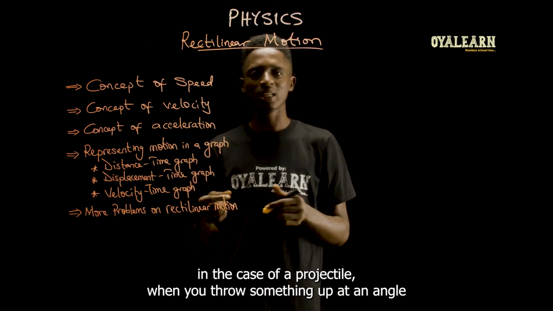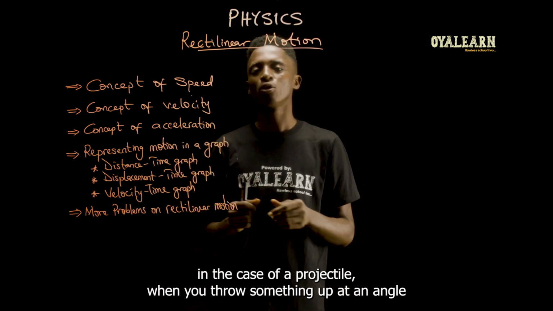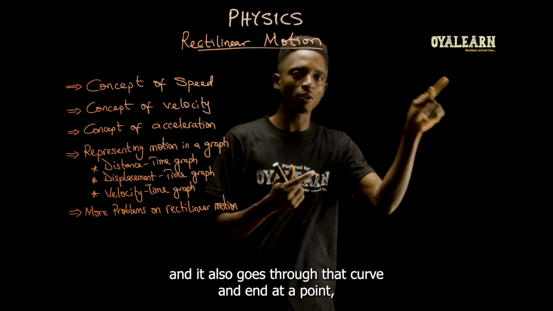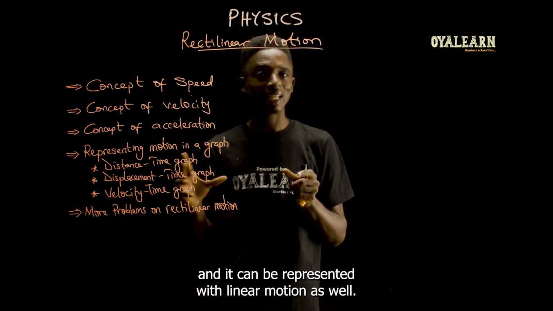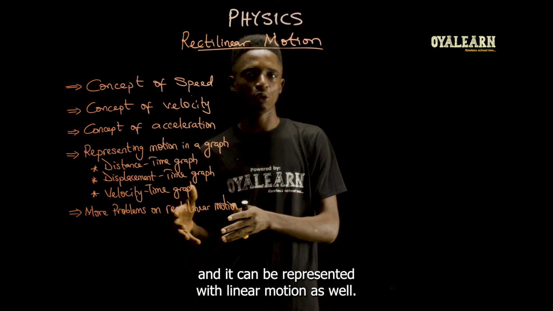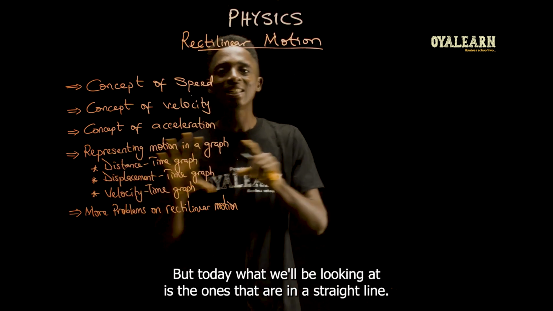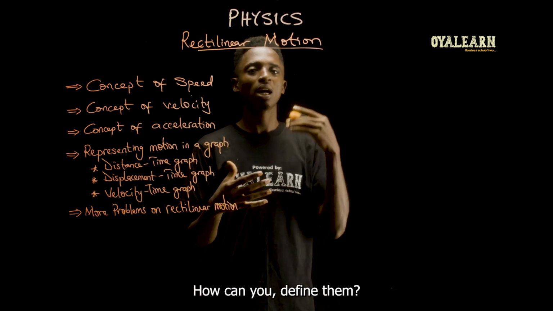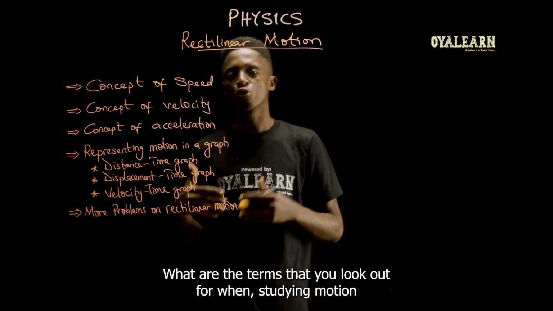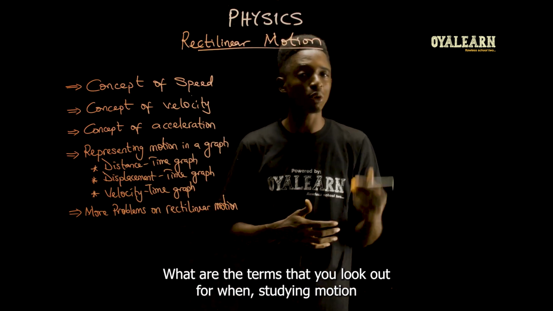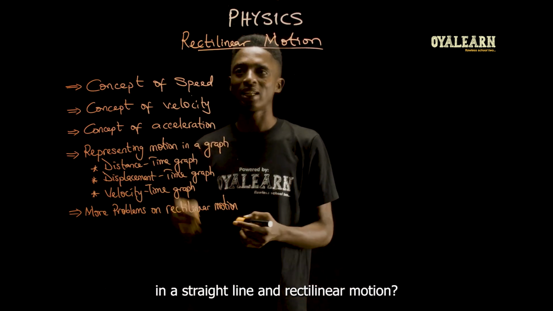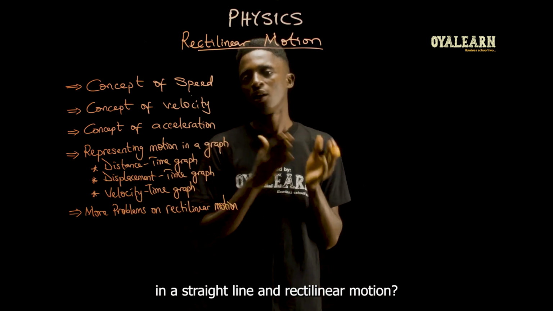Like in the case of a projectile, when you throw something up at an angle, it also goes through that curve and ends at a point, and it can be represented with linear motion as well. But today what we'll be looking at is the ones that are in a straight line. How can you define them? What are the terms you should look out for when studying motion in a straight line, hence rectilinear motion?